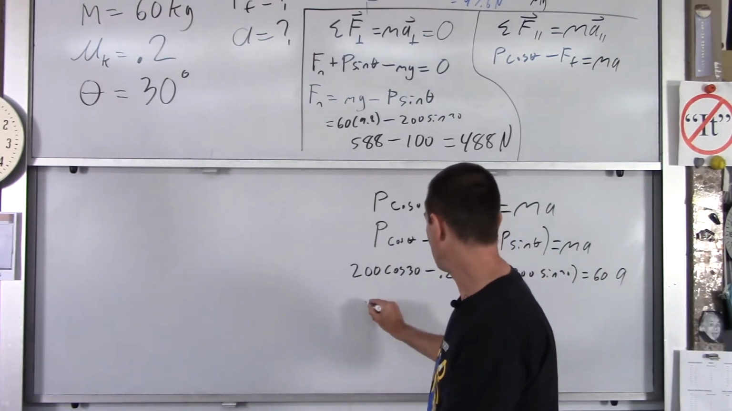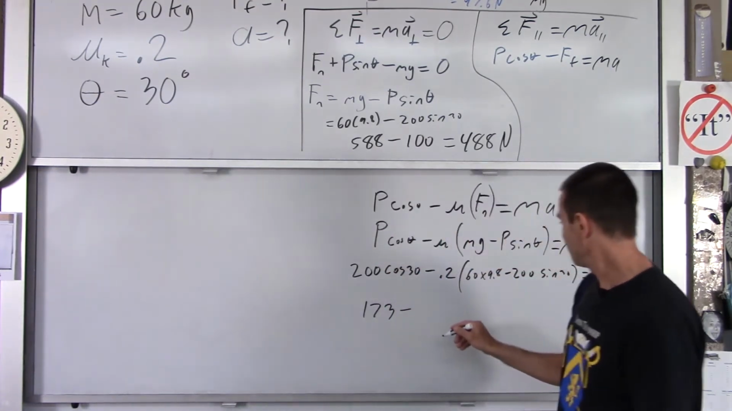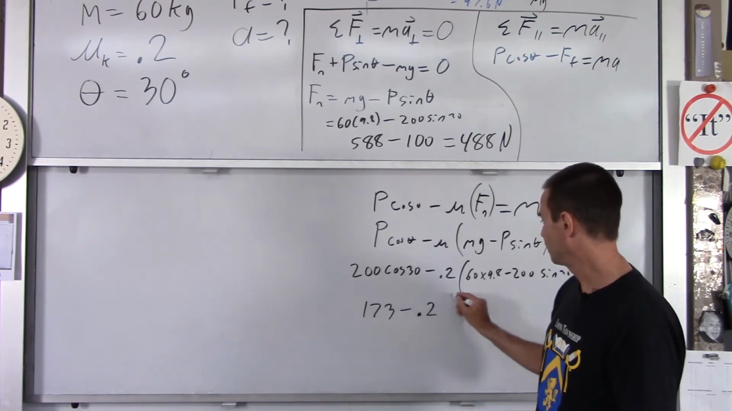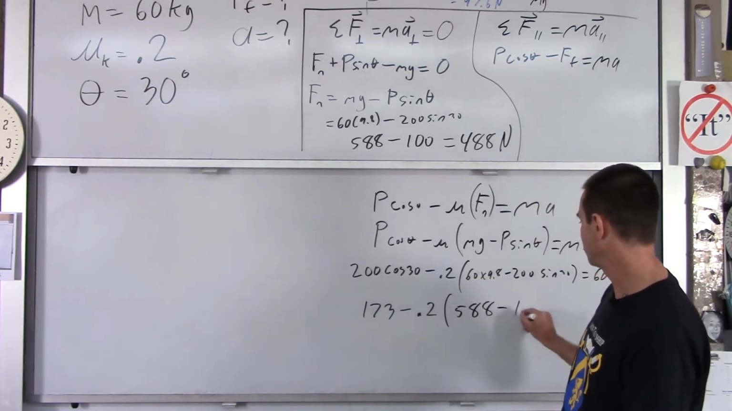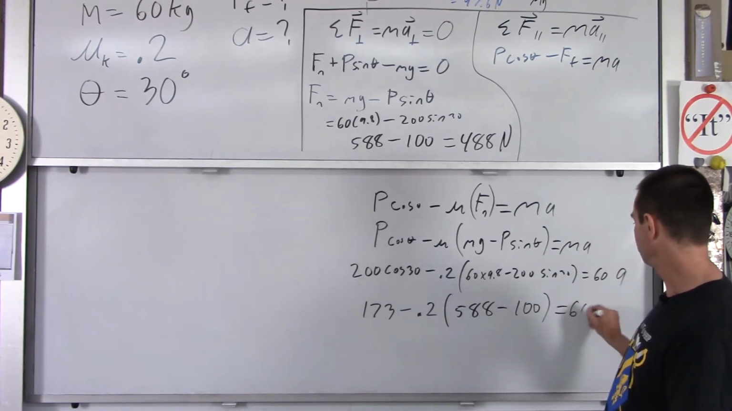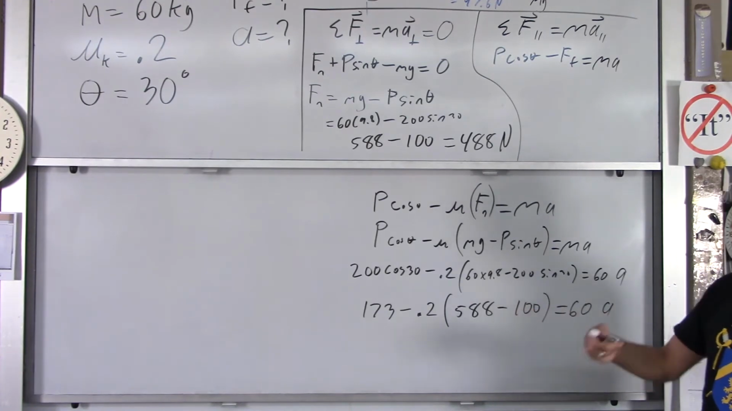This here is about 173 minus... Now, check it out. We got 0.2 times 588 minus 100 equals 68. Now, you might be wondering why I'm still keeping these separate. Okay, I got a reason.